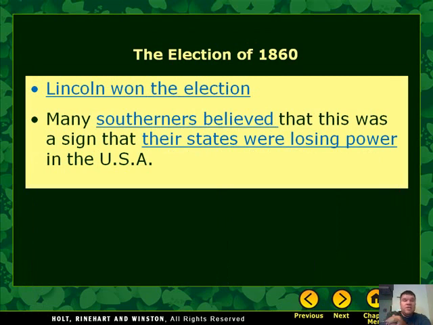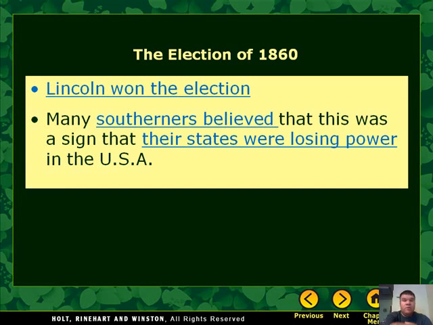And many Southerners believed that this was a sign that their states were losing power in the government. And a lot of states, especially states like South Carolina, thought, hey, we don't have much power here. We don't like this, so we're going to get out. We don't want to be a part of the USA anymore. We want to start our own country. And that's where the idea of secession comes around.